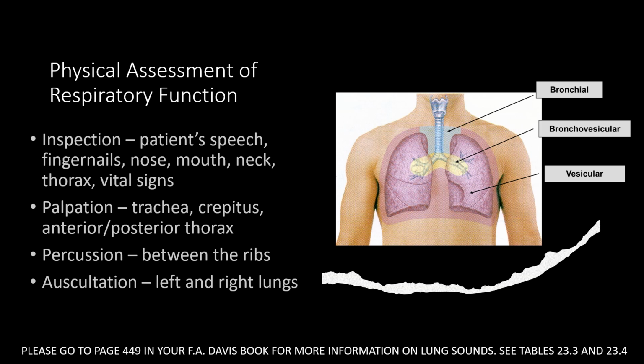Normal lung sounds can be divided into 3 types: bronchial, bronchovesicular, and vesicular. We also have abnormal or adventitious lung sounds, which are like our crackles, wheezes, rhonchi, and pleural friction rubs. So please open your book to page 449, your F.A. Davis book, and you're going to get more information on your lung sounds, okay? And I also want you guys to pay attention to these as well, because we do need to be familiar with these locations.